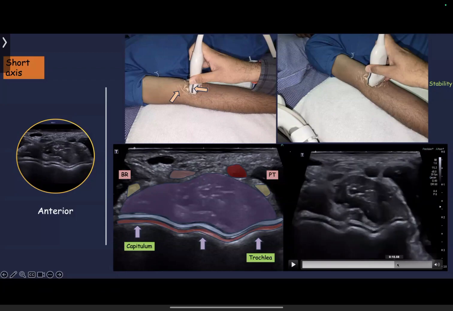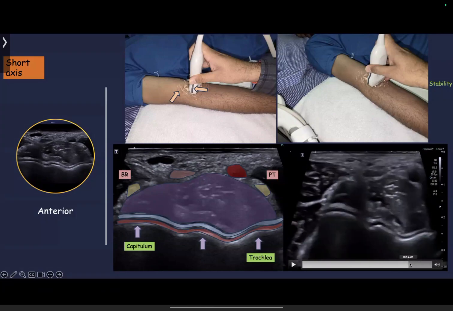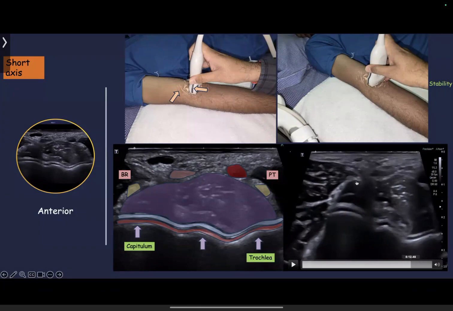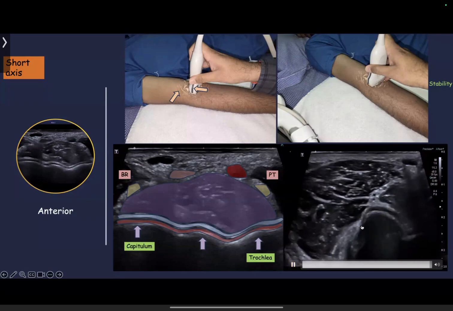If I go laterally, I'll just stop here. So this is the brachialis muscle. This is the brachioradialis. In between, we have this radial nerve, which is already divided here. So I'll again run this video for you.